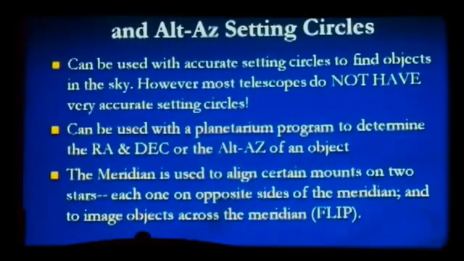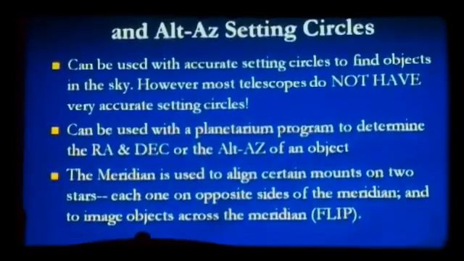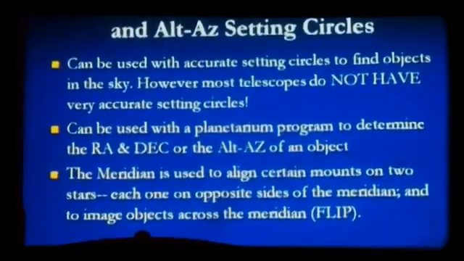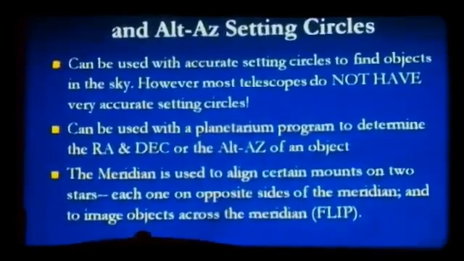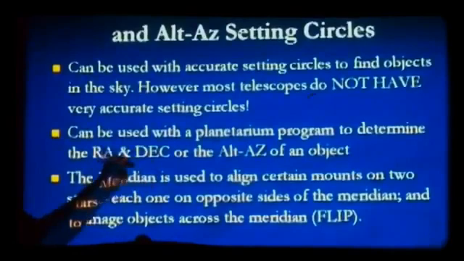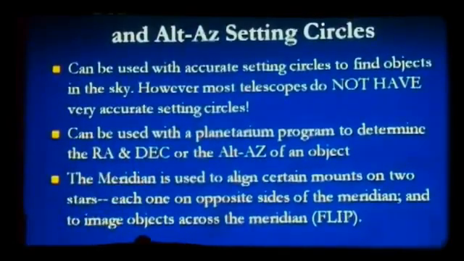All right, so practical uses for right ascension and declination and alt-az setting circles. They can be used with accurate setting circles to find objects in the sky, whether we're talking about right ascension and declination or altitude and azimuth. However, most telescopes do not have very accurate setting circles. I have two equatorial mounts at home, and they have right ascension and declination manual setting circles on them. I don't know that I could find anything with them. They're so tiny and the resolution is so small.